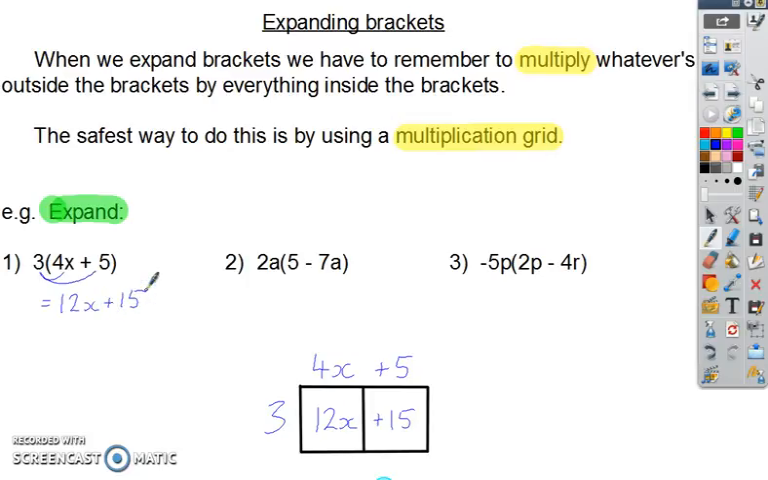Now you can use either method that you want to, as long as you're getting these things right. I'm quite happy. Right, good to do this with a whiteboard so we can just clear our grids. And then we're going to have a look at the second question.